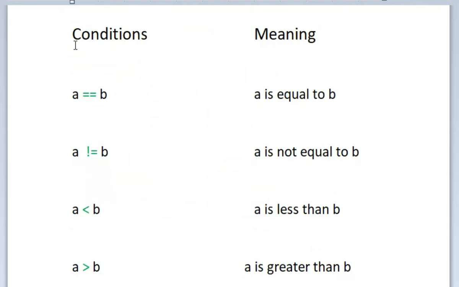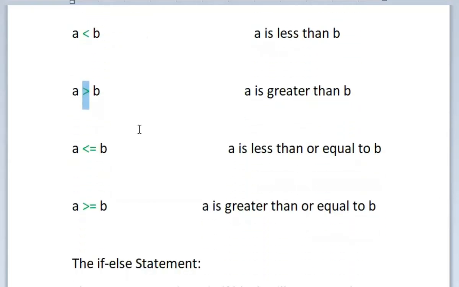These are few conditions and their meaning. First of all, this means A is equal to B. This sign means A is not equal to B. This sign means A is less than B. This sign means A is greater than B. This sign means A is less than or equal to B, and this sign means A is greater than or equal to B.